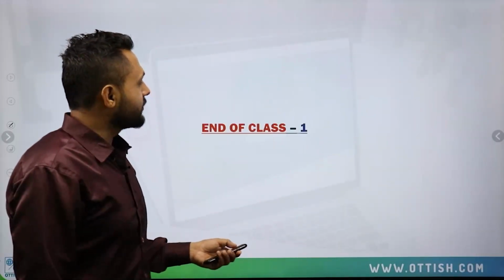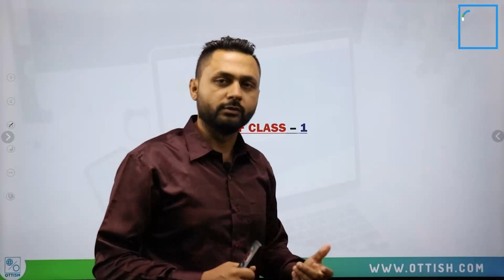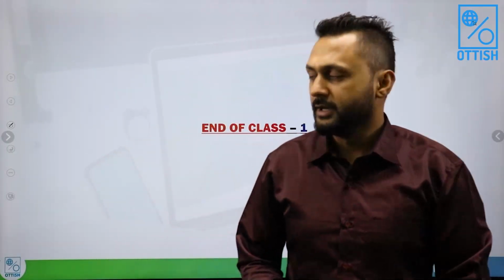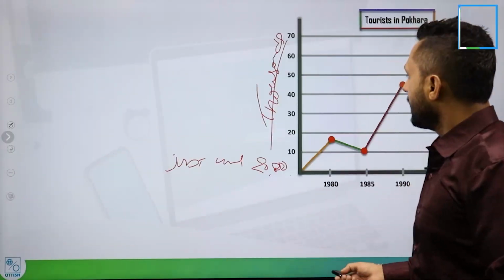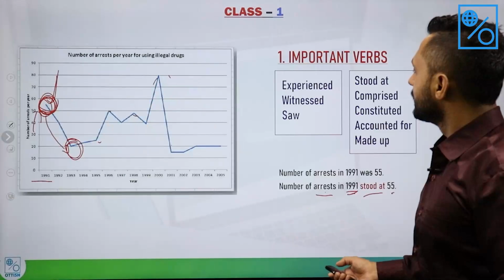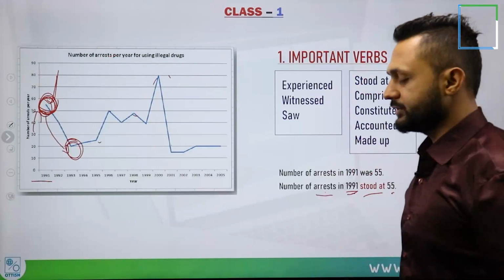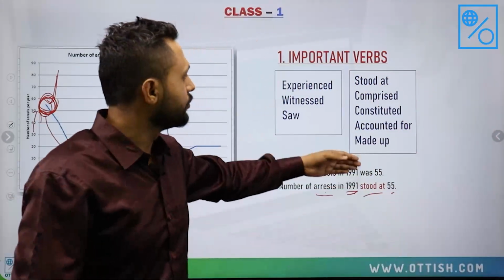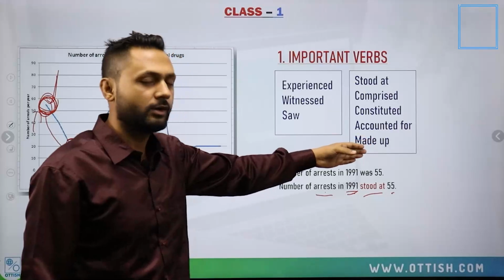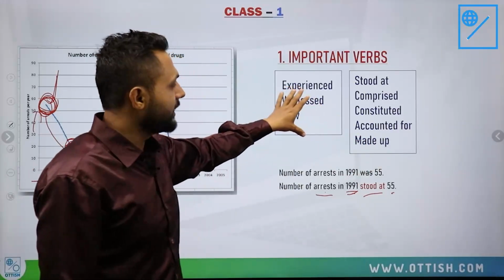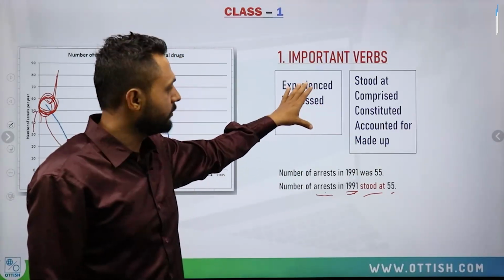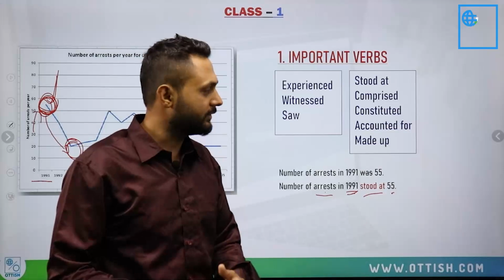So in this class we learned important verbs and precision markers, and I'm going to revise some of the important things. The first thing I told you is you are going to use these words: stood at, comprised, constituted, accounted for, and made up. I did not discuss these verbs in detail. I'll be talking about these verbs in other classes.